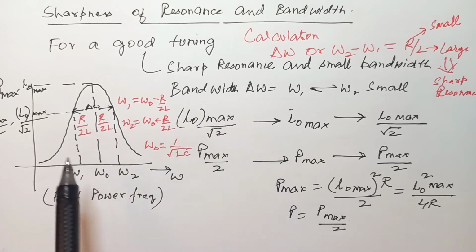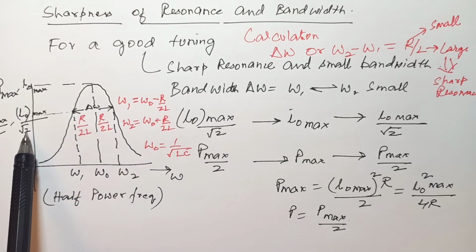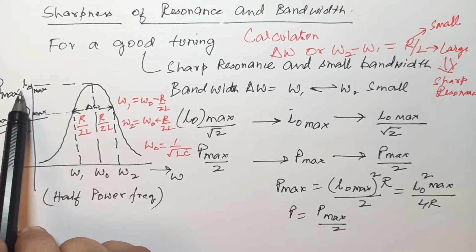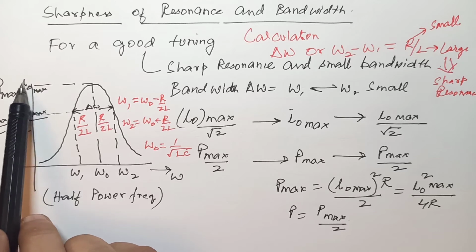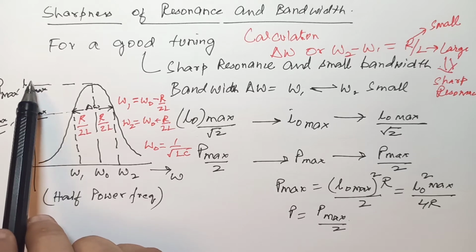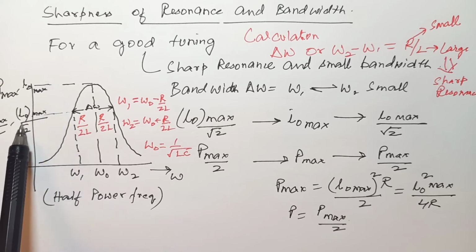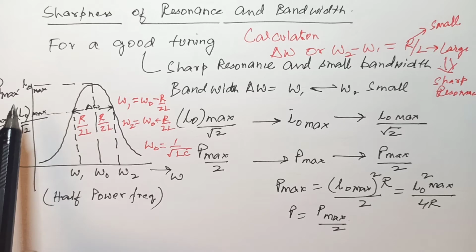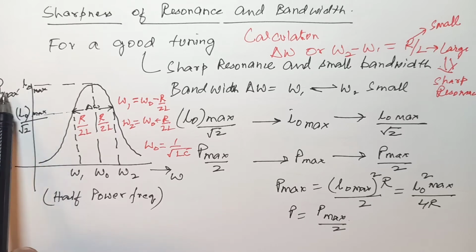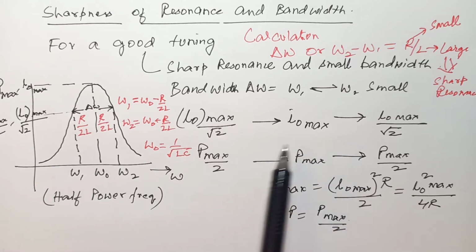Now also, because this is I naught by root 2 and this is I naught, if I calculate the power here, power is I square R, so I naught max square into R, and here it is I naught max by root 2 whole square. So altogether it becomes what? I naught max square by root 2 into root 2, which is 2. So in other words, I can say at this point the power is P max, and at this point it is P max by 2. That is what I have tried to explain here.